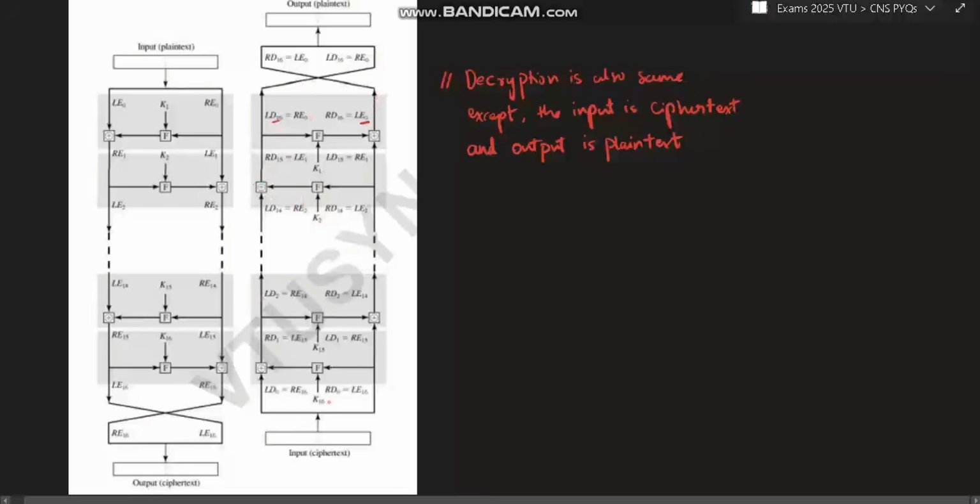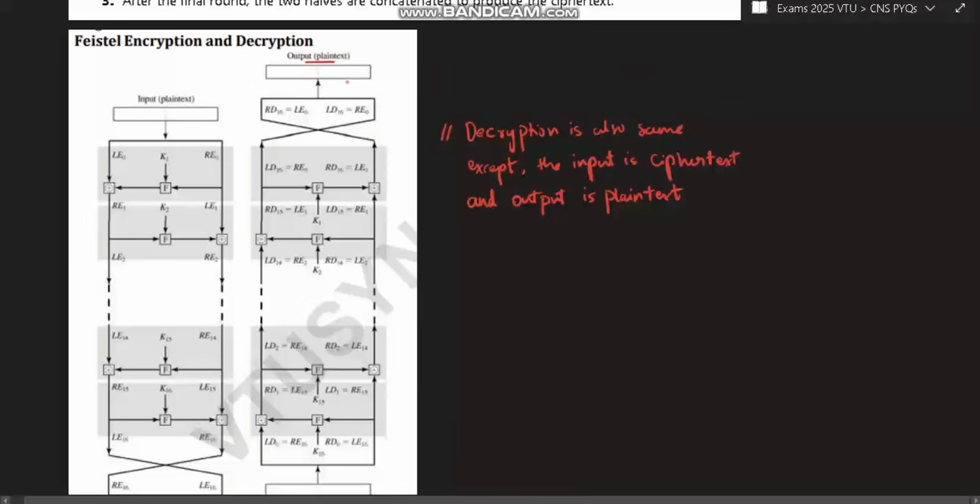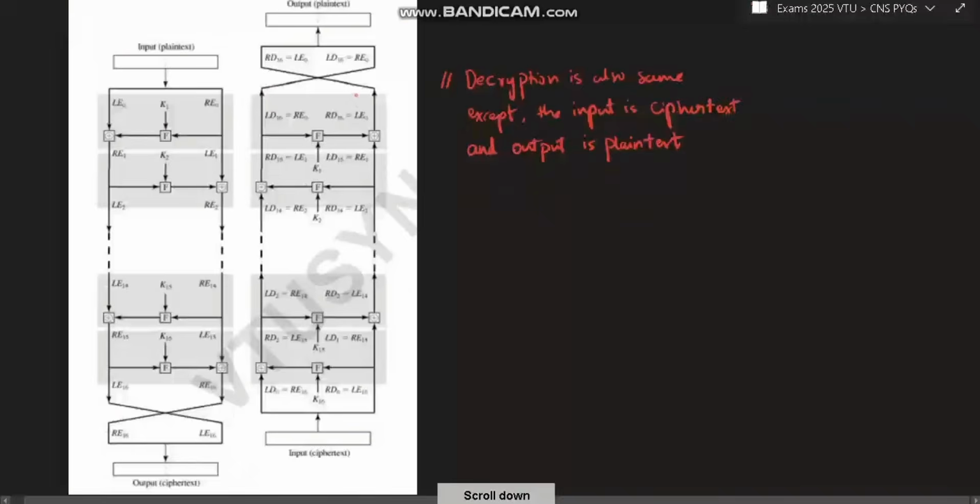We are starting from 16 and reaching 0. We'll be using K16, K15, down to K0. Here, in encryption, we are starting from K1, K2 till K16. After we reach the first part here, we'll be exchanging the left and the right part, and in that way we will obtain the plain text here. So this is the process you need to write.